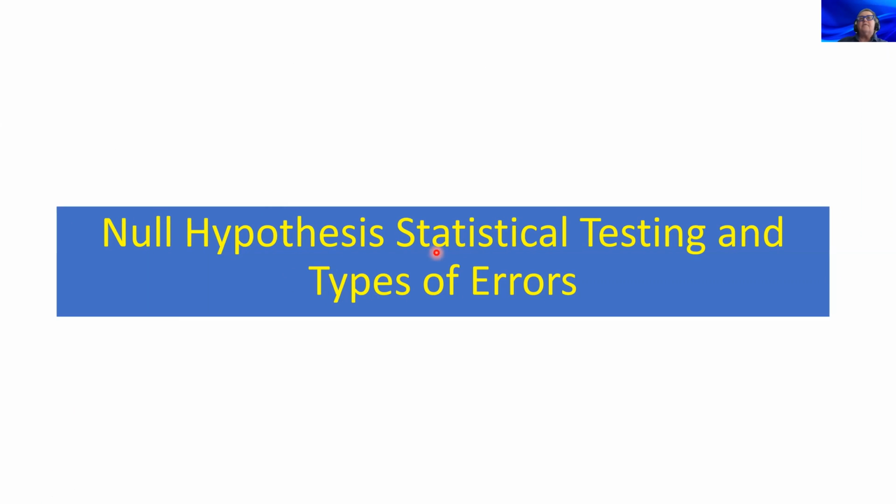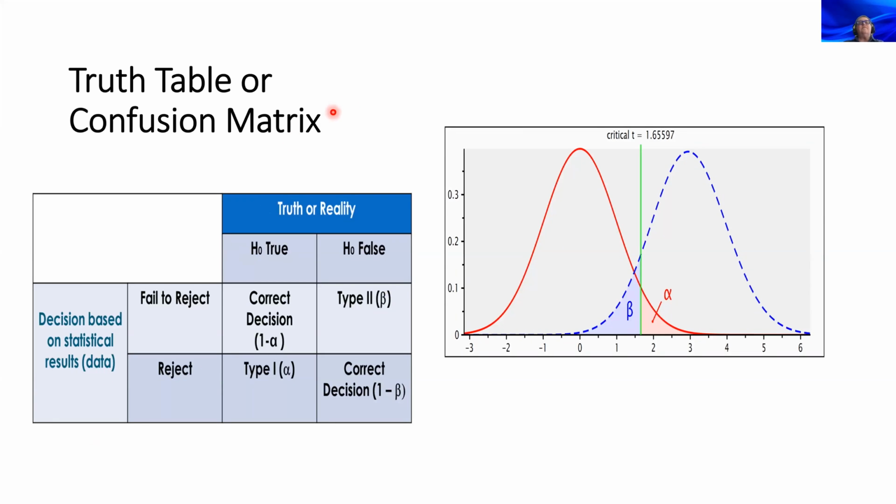Let's consider then null hypothesis statistical testing and some types of errors. You're very familiar with the confusion matrix or the truth table. And we can also see how this is graphically depicted to the right, where we're considering our control group or null hypothesis, which would be represented with a red line in a distribution. And then we also see the dotted blue line, which represents the experimental or intervention group.